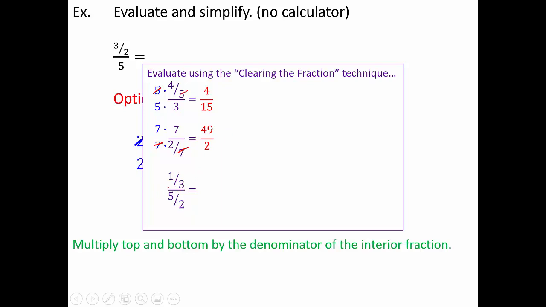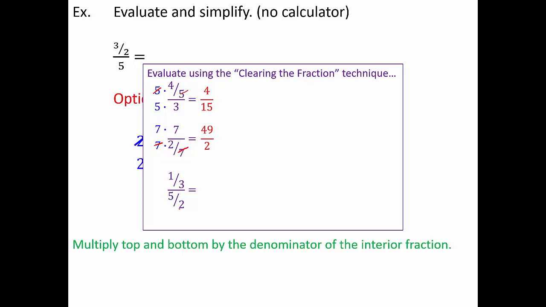Okay, we're going to follow the same process, clear the fraction by multiplying by the interior denominator. But in this case, we have 2 separate denominators that need to be cleared out, the 3 and the 2. Well, again, keep in mind this is multiplication. It doesn't matter what order you multiply in. You can multiply top and bottom by 3 and then multiply top and bottom by 2. That's perfectly fine if you want to do this in 2 steps.